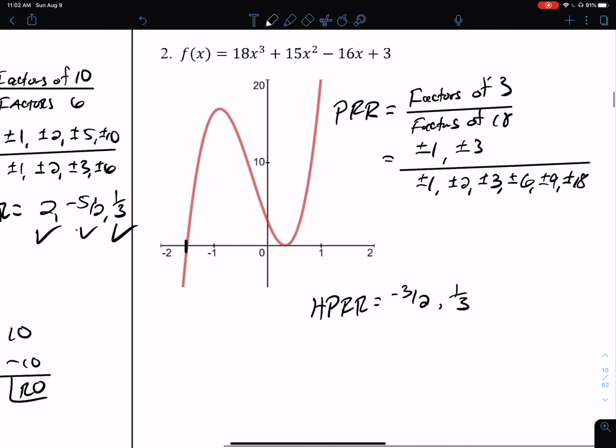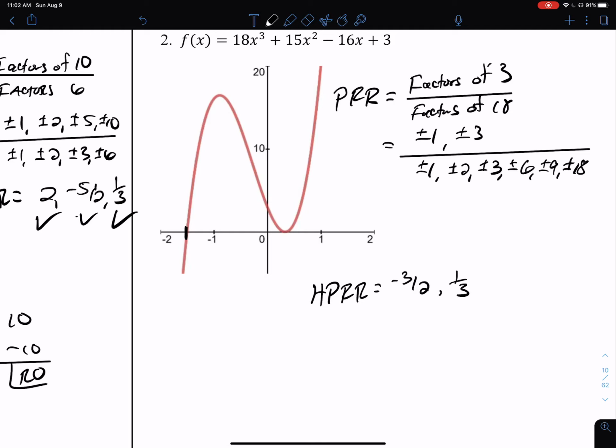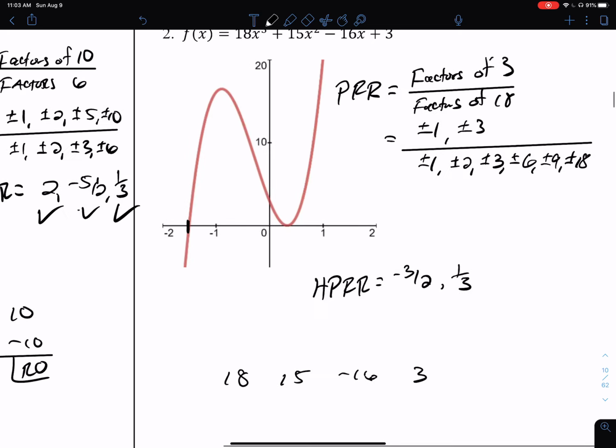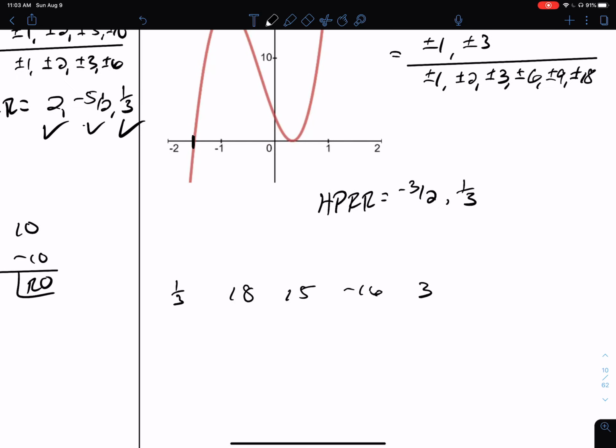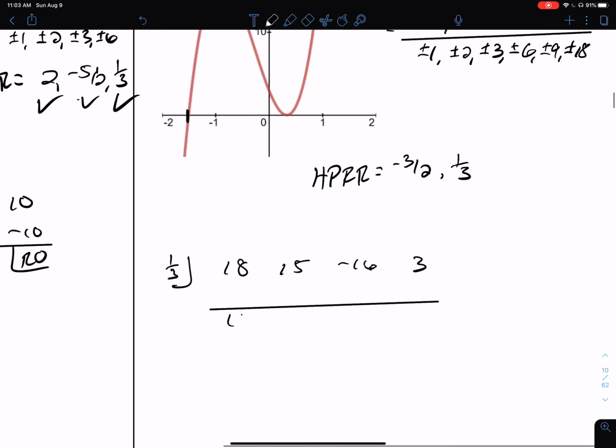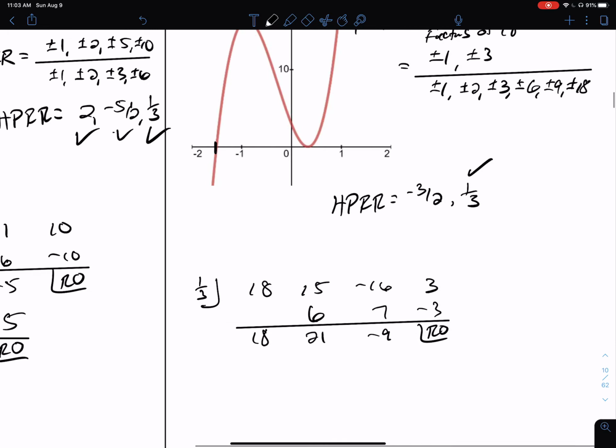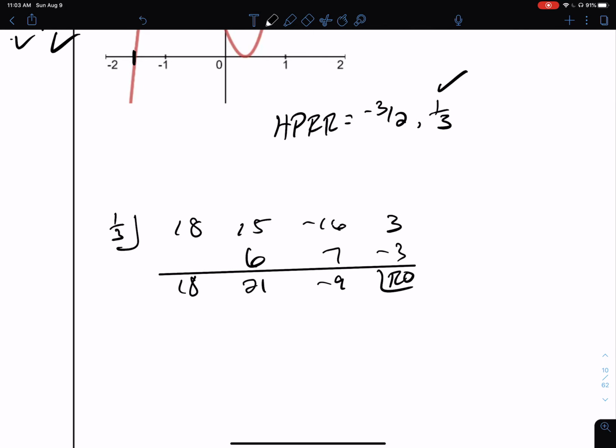So let's do some synthetic division. I'm going to take 18, 15, negative 16, and 3 and divide it by a third. A third seems easier than 3 halves. A third of 18 is 6. I add. A third of 21 is 7. I add. A third of negative 9 is negative 3. That works. Now, since a third worked once, a third has to work twice because it's an even multiplicity.